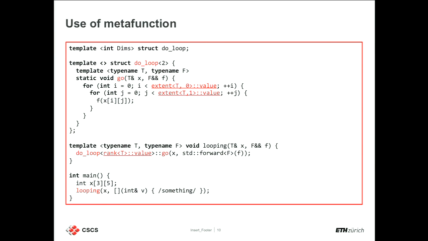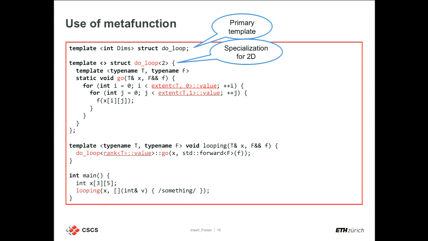So first of all, I need to iterate over arrays of different dimensions. So what I do is I have a primary template for performing my loop, which takes the number of dimensions that I want to loop over. And I create a specialization, a full specialization in this case, for the 2-dimensional array. So in the case the dimension is 2, if the rank is 2, then I go into this guy. And this guy, as you can see, is simply a template member function.